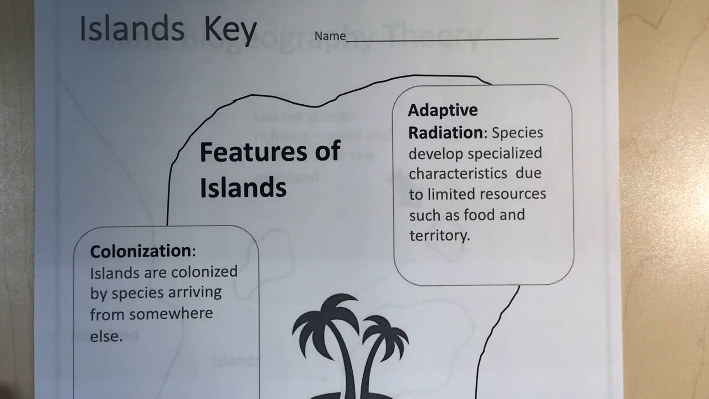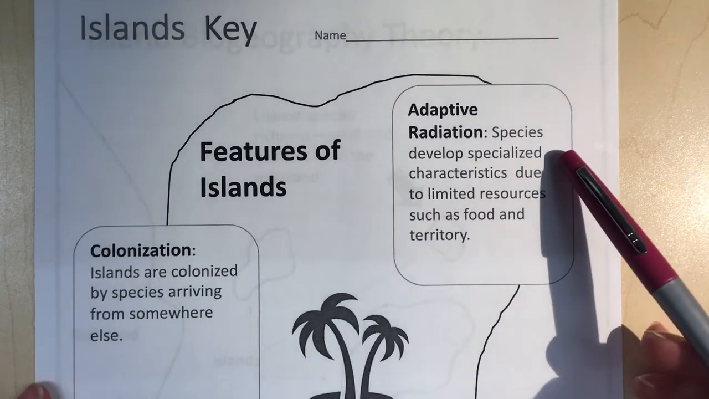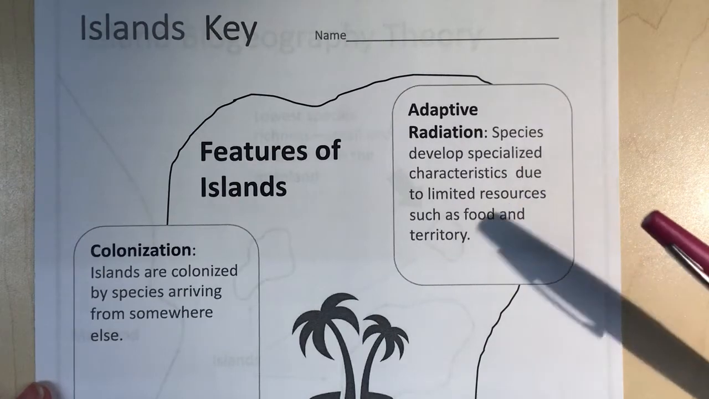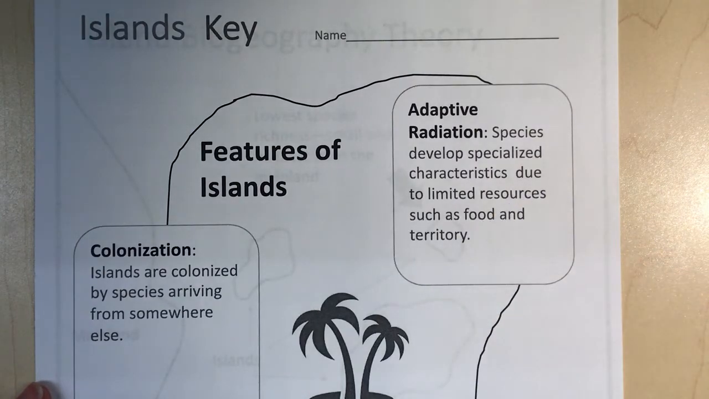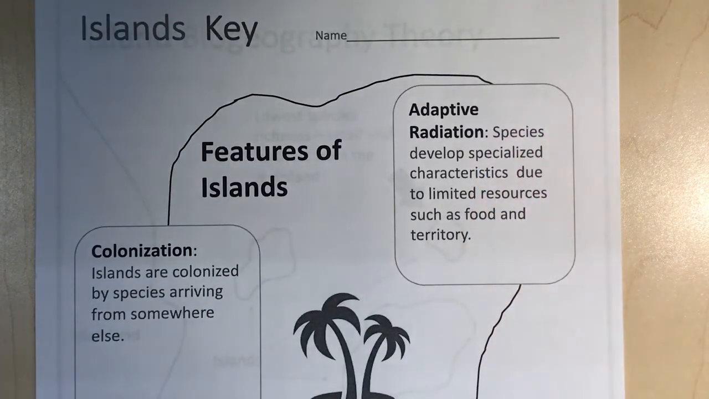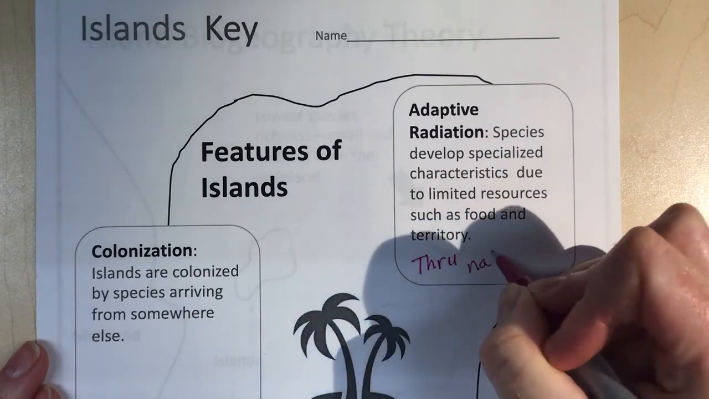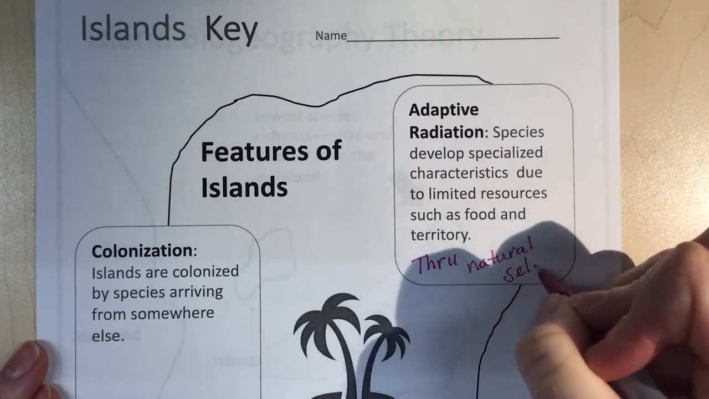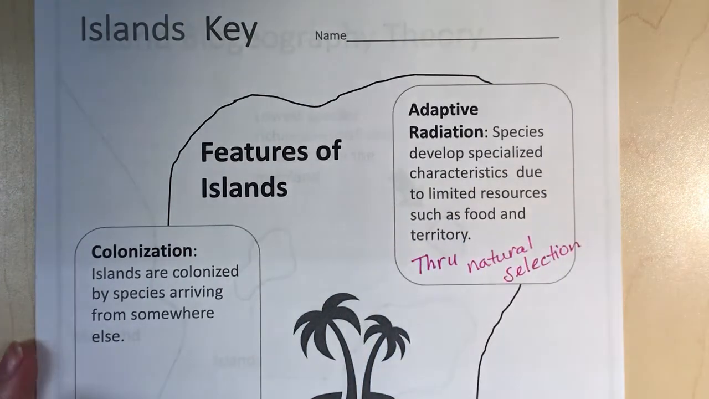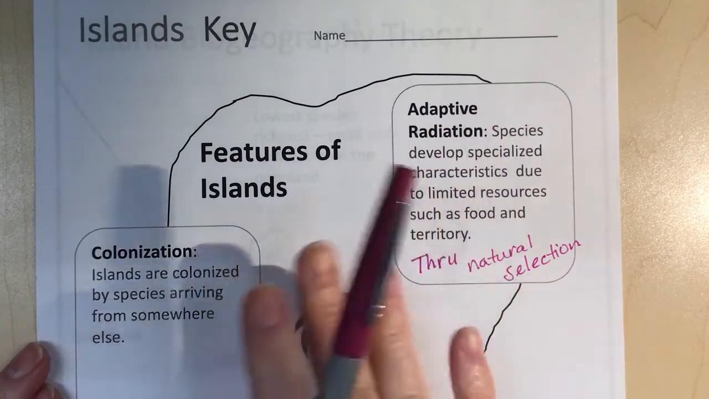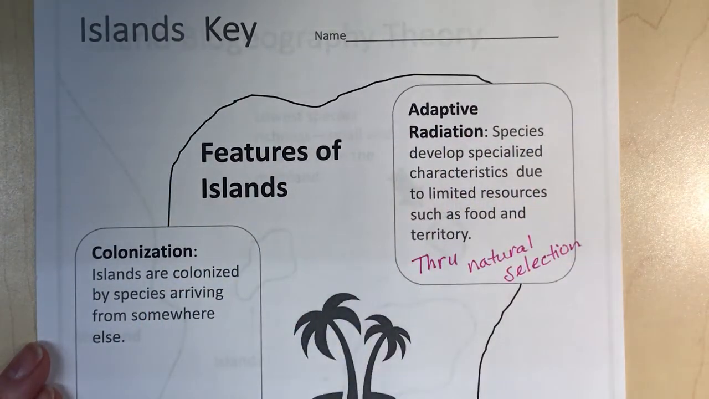So adaptive radiation is when species develop specialized characteristics due to limited resources such as food and territory. So this is a form of natural selection. So this is done through natural selection. So those with favorable characteristics and adaptations will survive. Those without favorable will die off. And over time, this radiation is kind of moving. It will move to species that are the best adapted to whatever habitat or climate they are in.